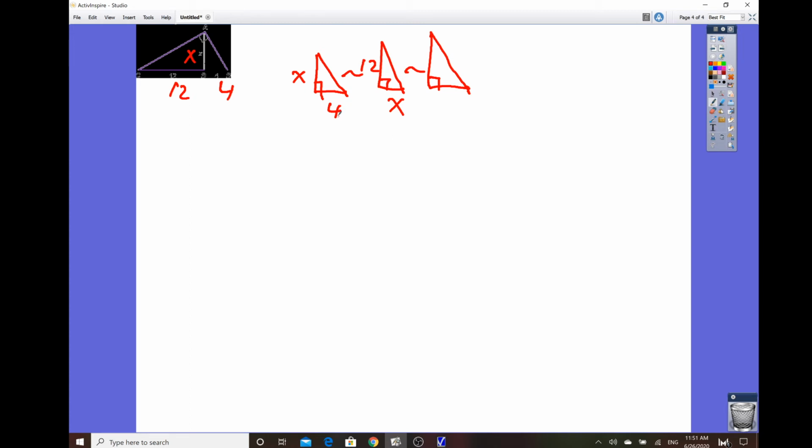This one compares the shortest leg versus the shortest leg, and the longer leg versus the longer leg. So we do have 4 over x equals x over 12. Again, the shortest versus the shortest, and then the longer one versus the longer one. And then what we can do here is cross multiply them. Again, anytime they set up the same variable with the square, that means it's called a geometric mean.